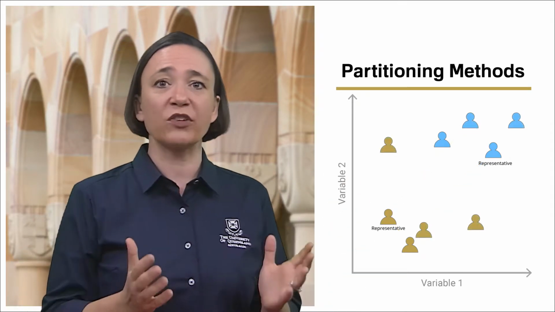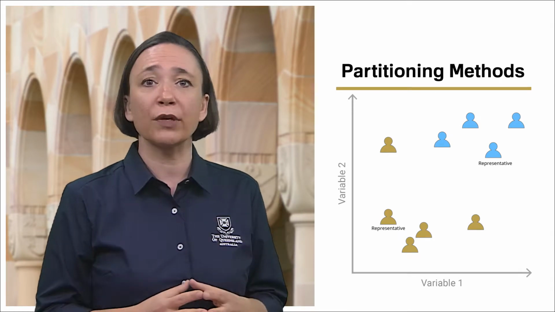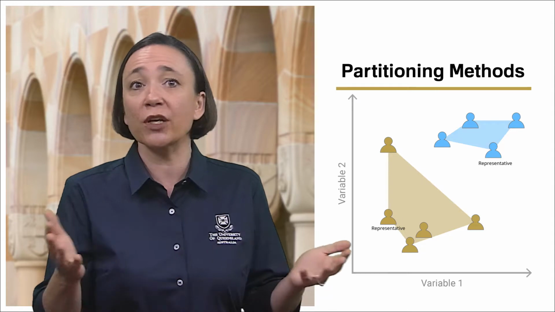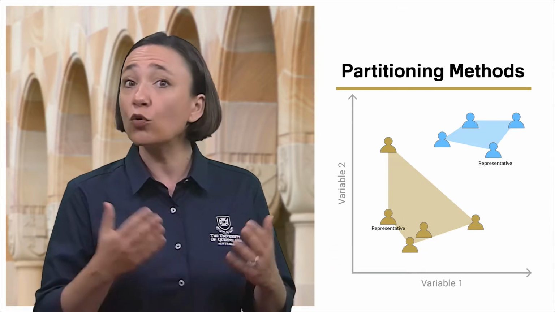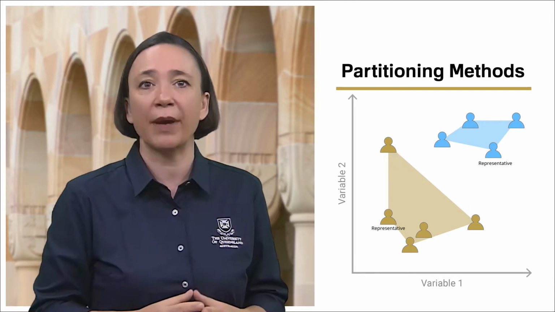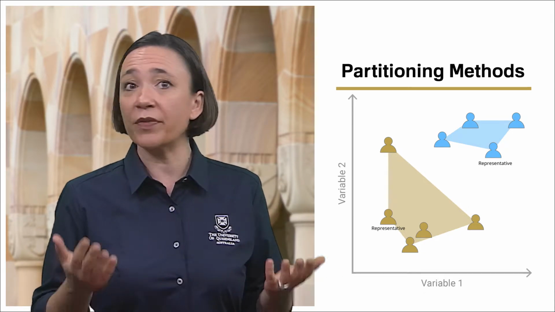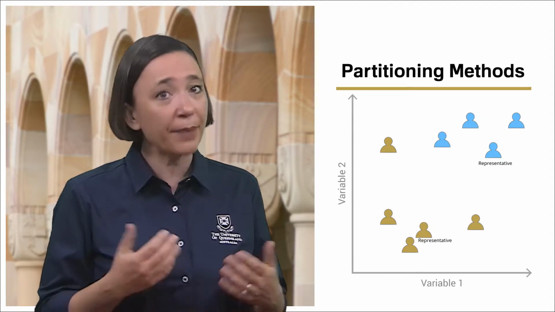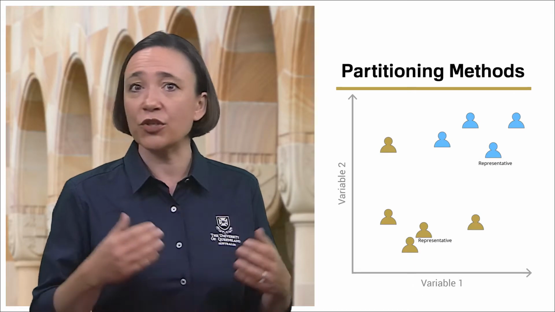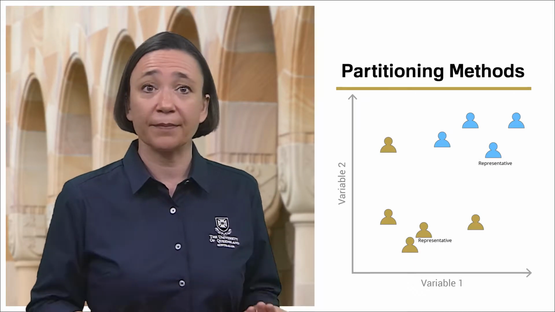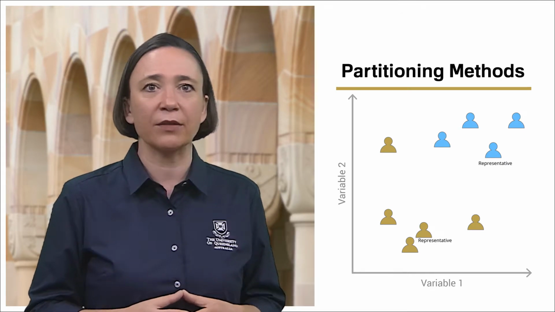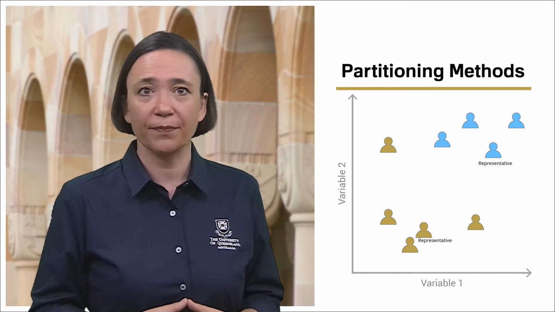Once all consumers have been assigned, the partitioning algorithm checks if the initial segment representatives are actually good representatives. Good representatives have a small average distance to their segment members. For segments where this is not the case, new, better segment representatives are chosen. Then the process of assigning each consumer begins again. And it will do so until the point is reached where better segment representatives cannot be found anymore.